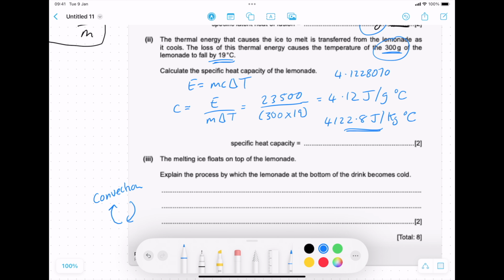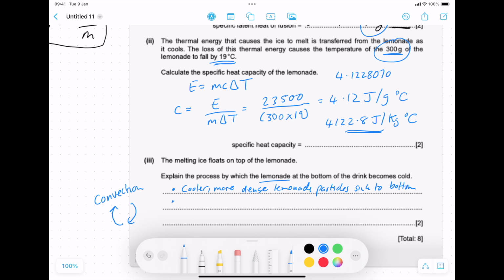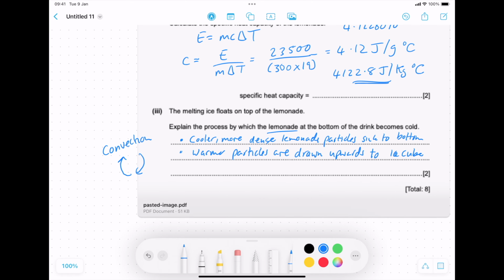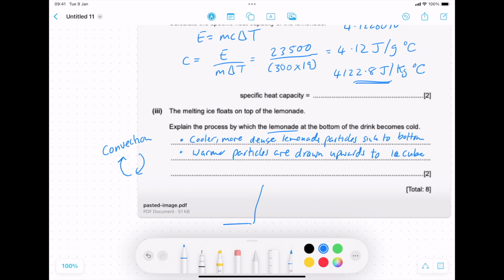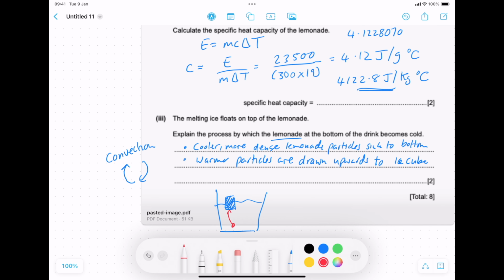So explain the process by which the lemonade at the bottom of the drink becomes cold. And the first point, cooler, more dense lemonade particles sink to the bottom. And remember, the ice is cold and the lemonade is warmer. So cooler, more dense lemonade sinks to the bottom, and then warmer particles are drawn upwards to the ice cube. So if I do a little picture to illustrate this, so there's the beaker there. The red dots are the particles. So cooler, more dense lemonade particles drop to the bottom and take its place. It sets up this convection cycle.